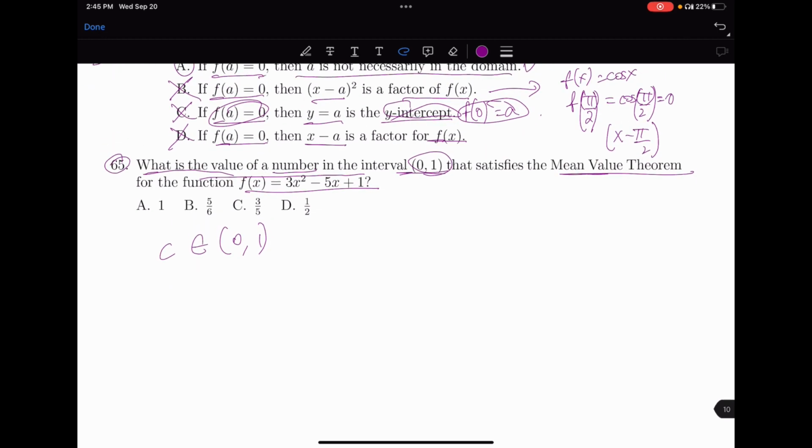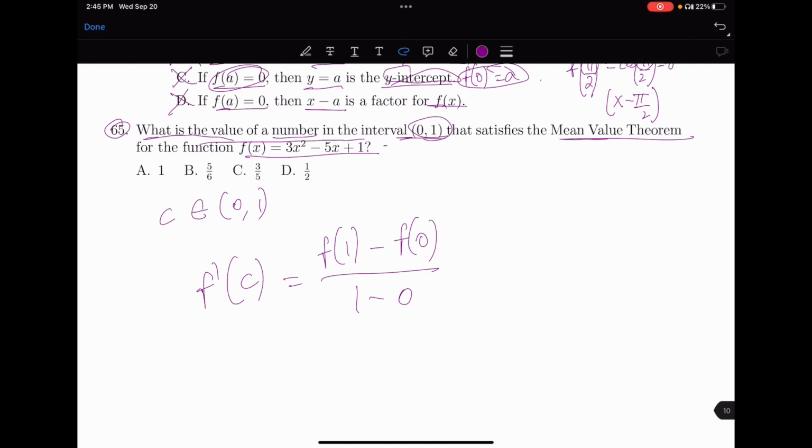So how can we find the number that the mean value theorem tells us? That's simple. F derivative at c needs to equal f of 1 minus f of 0 over 1 minus 0. Obviously, the function f satisfies the assumptions of the mean value theorem. If f of x is that, then f derivative of x would be 6x minus 5.